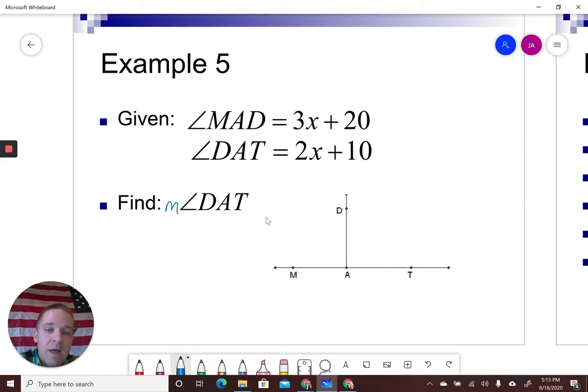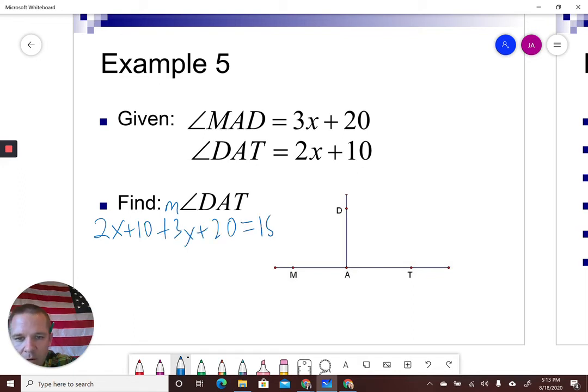But I can assume that this is a straight angle, which is 180 degrees. They do look congruent, but I can't say that they are congruent. But I can say that these two add up to 180. So why don't we set up an equation here: 2x plus 10 plus 3x plus 20 is equal to 180. Cool?